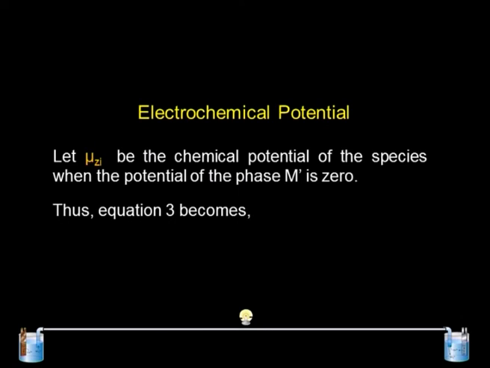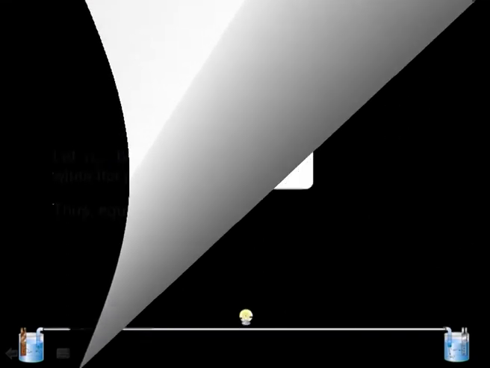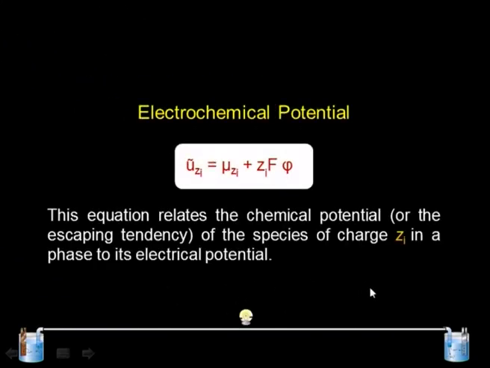Let mu zi zero be the chemical potential of the species when the potential of the phase M is 0. Then equation 3 becomes mu zi is equal to mu zi zero plus Zi F multiplied by psi. Again, this equation relates the chemical potential or the escaping tendency of the species of charge Zi in a phase to its electrical potential.